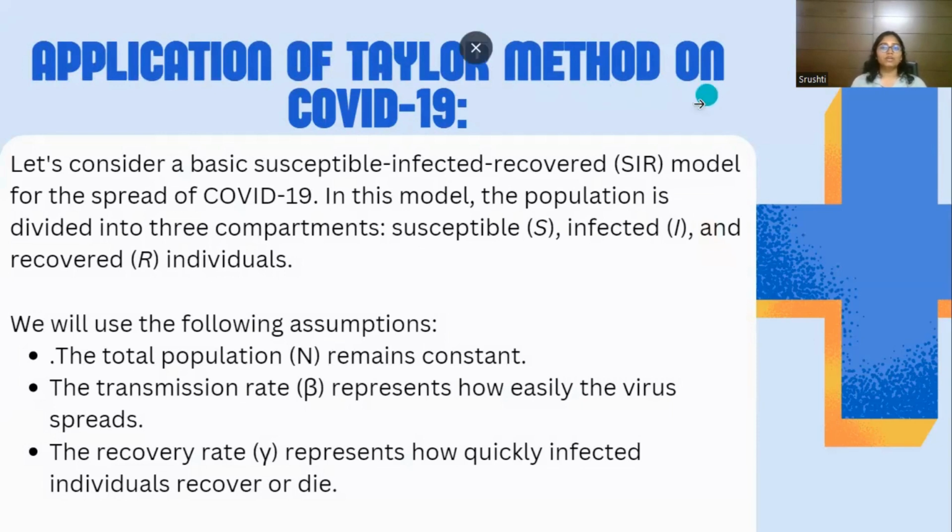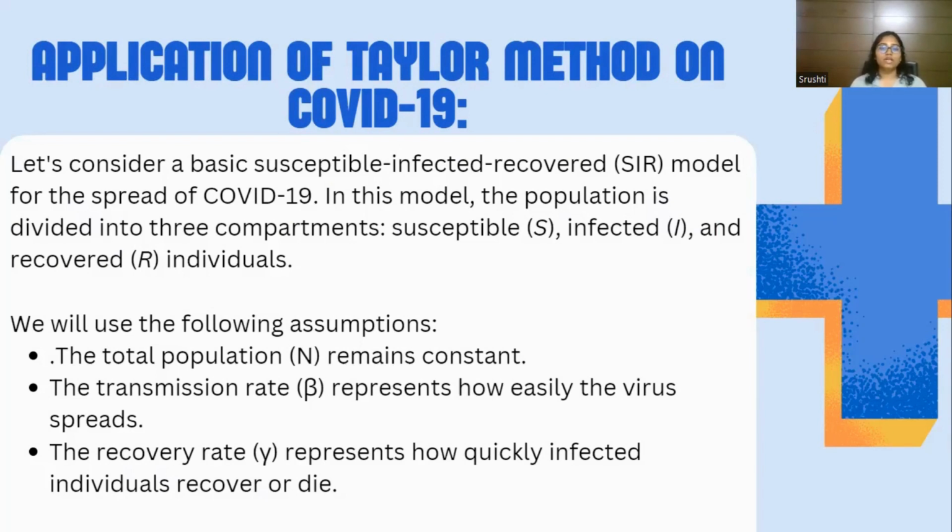Application of Taylor method on COVID-19. Let us consider a basic susceptible-infected-recovered model for the spread of COVID-19. In this model, the population is divided into three compartments: susceptible, infected, and recovered individuals. Recovered individuals are the individuals who have recovered from COVID-19.